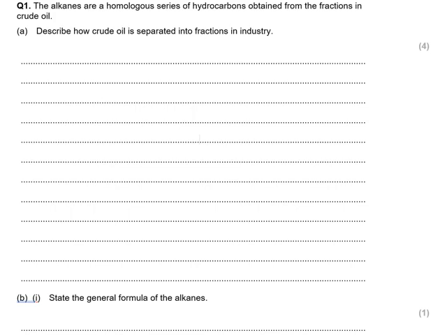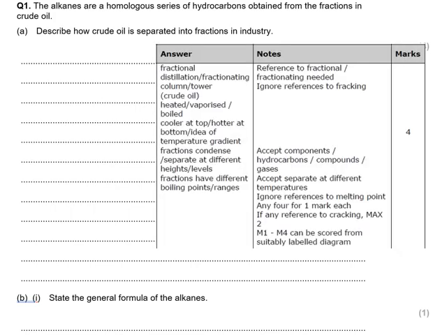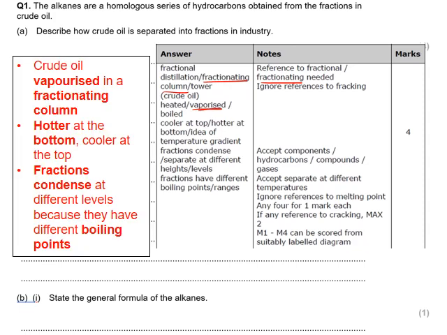Okay, so our question was describe how crude oil is separated into fractions, and the first thing you have to say is you need to mention fractionating column or something like that. So your first mark would be mentioning fractionating column and then talking about it being vaporized in a fractionating column. So I think that could be your first mark there.